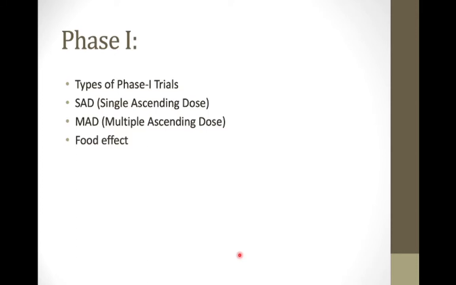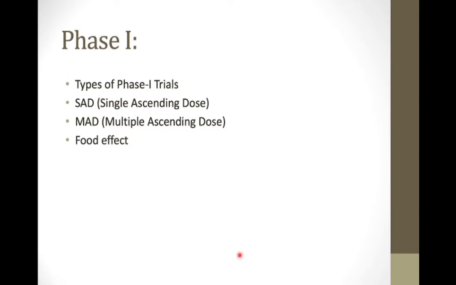Types of phase 1 trials include single ascending dose, where they look at different dosages, multiple ascending dose, and also looking at any interactions with food, so the effect of food in the phase 1.